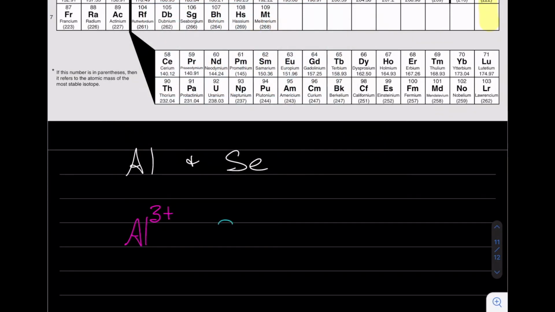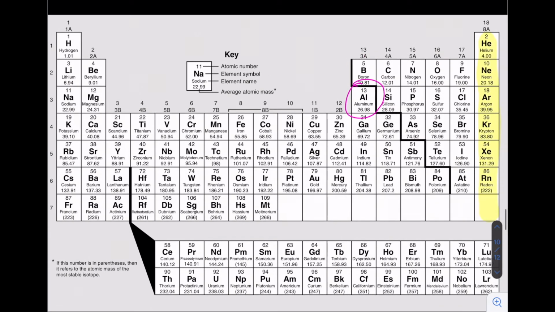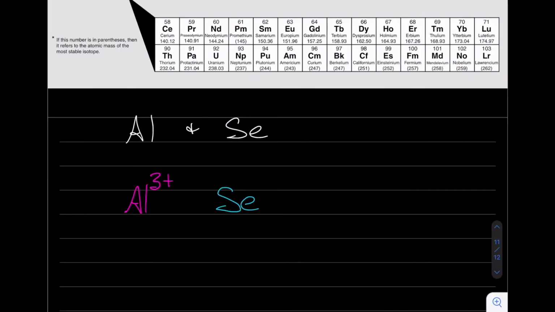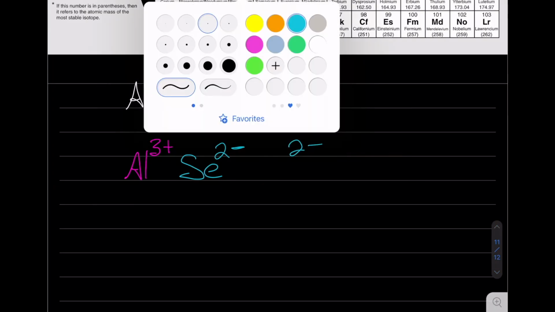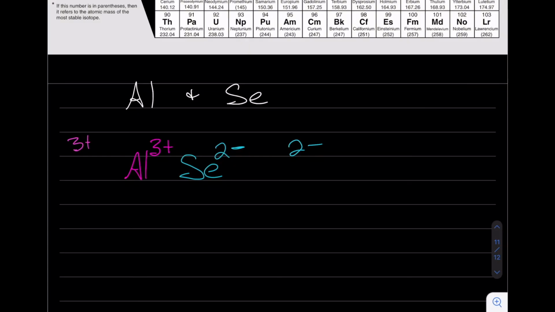And let's try selenium. Selenium is our nonmetal. He's right here. Nonmetals gain electrons. So he's at 34. He's going to gain 1, 2 to become like krypton. So he's going to be 2 minus. He gained 2 electrons, which makes him negative. All right, so we have our cation and our anion. We write them next to each other, and we need to make them neutral. Currently, we have a total of 2 minus and 3 plus.